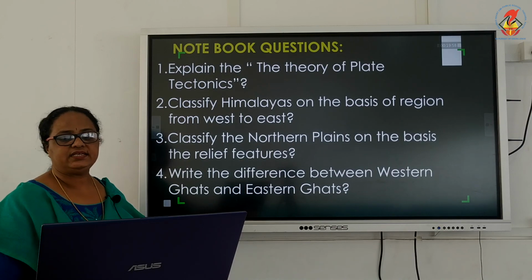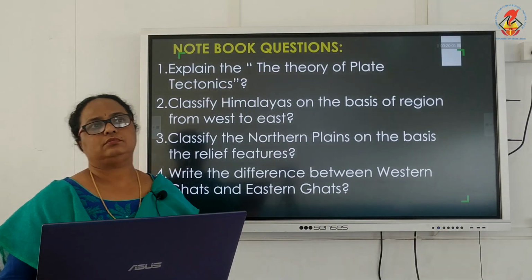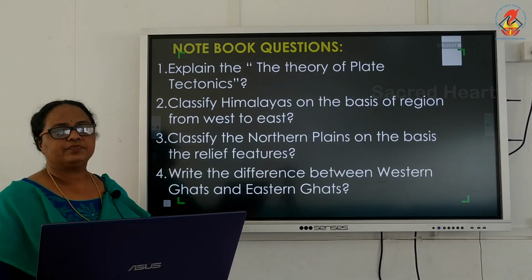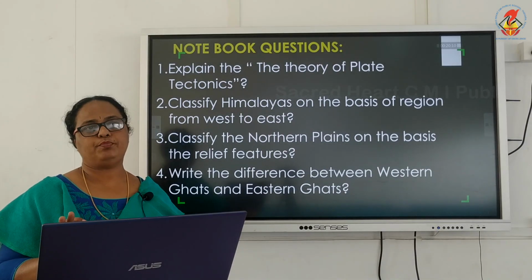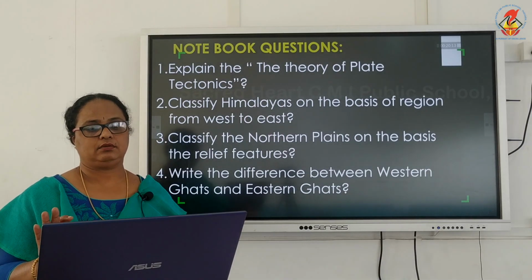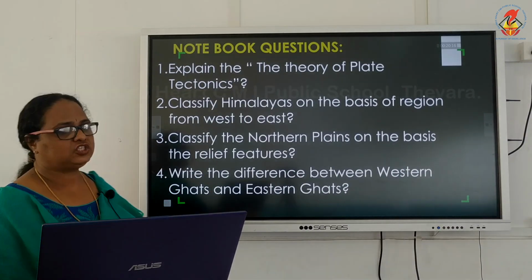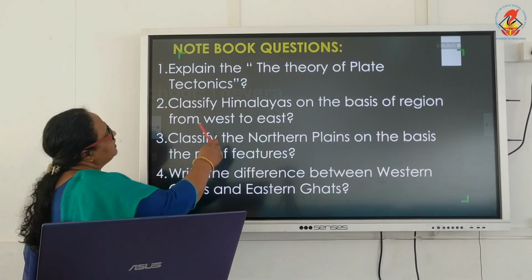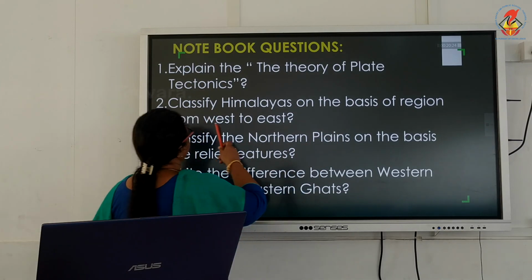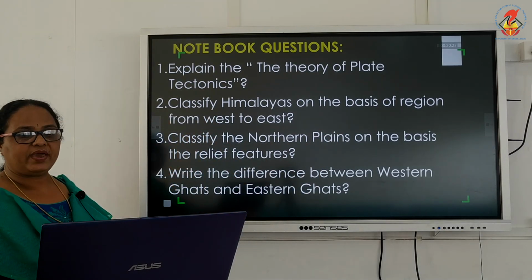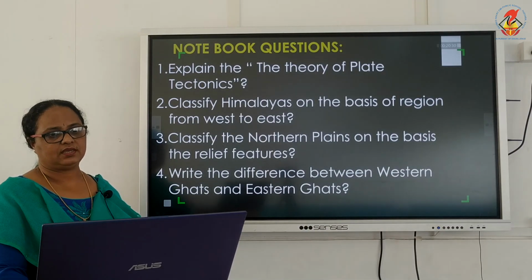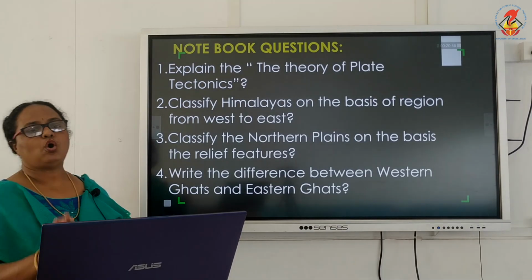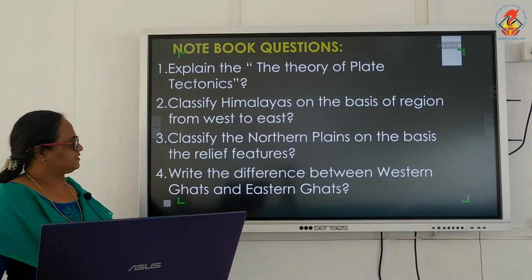The next slide is about the notebook questions. There are 4 questions which I have given you, which you will have to write in the notebook. Make sure to write neatly. The first question is, explain the theory of plate tectonics. Second, classify the Himalayas on the basis of region from west to east. Third, classify the northern plains on the basis of relief features.